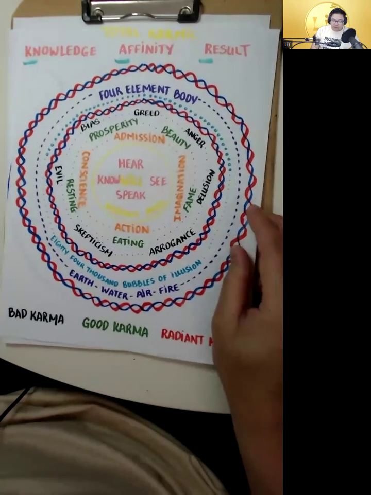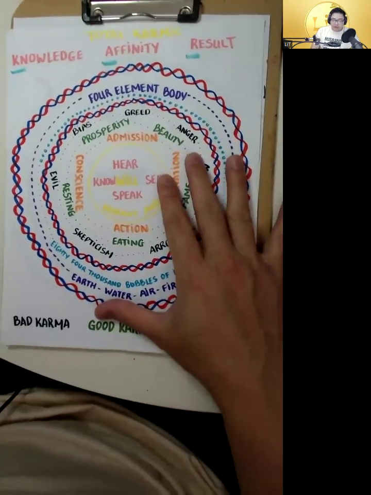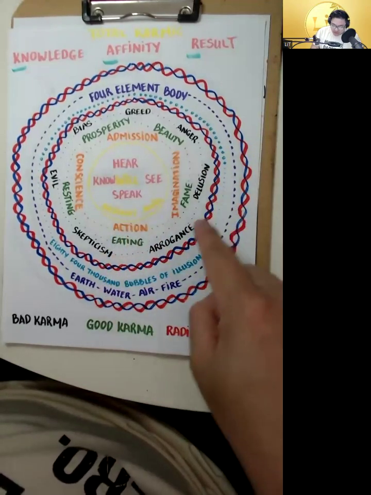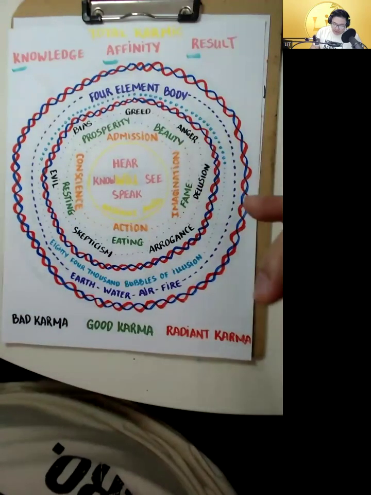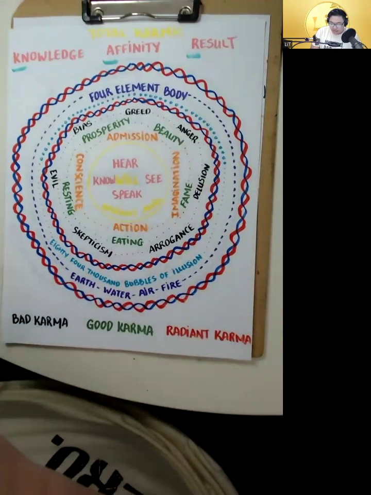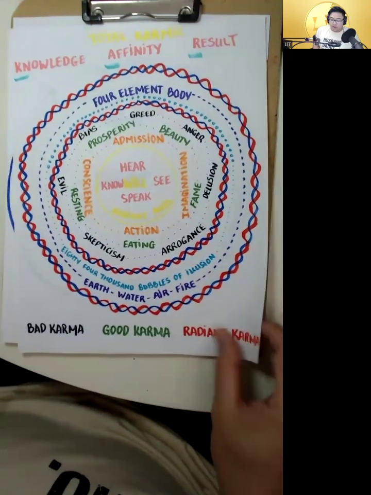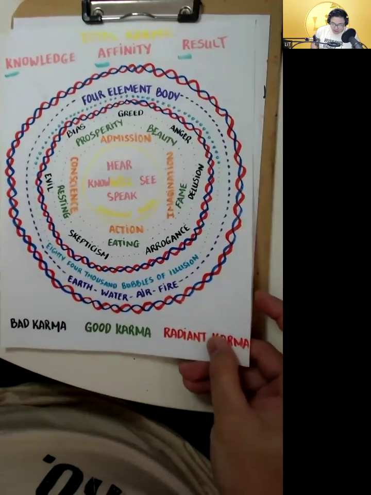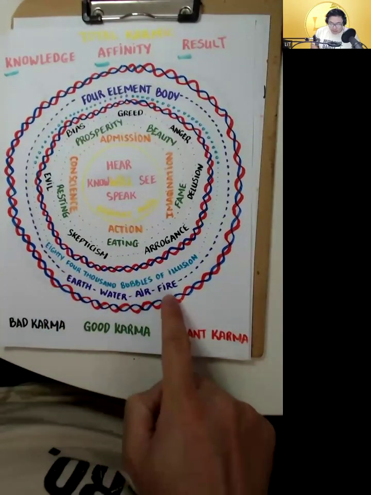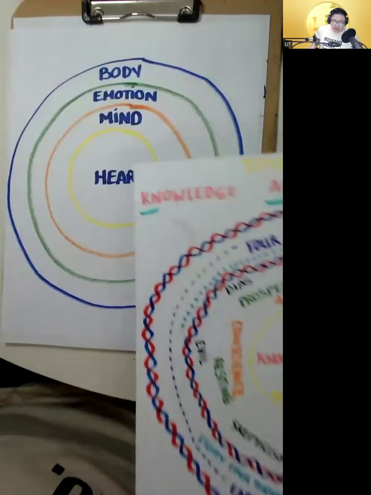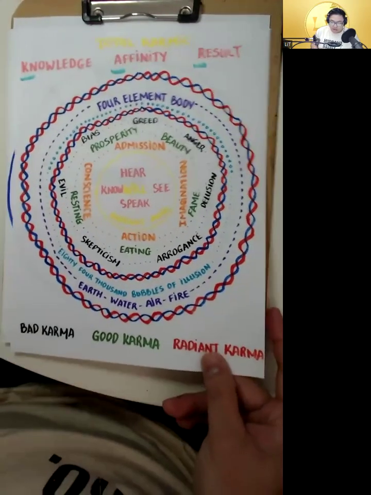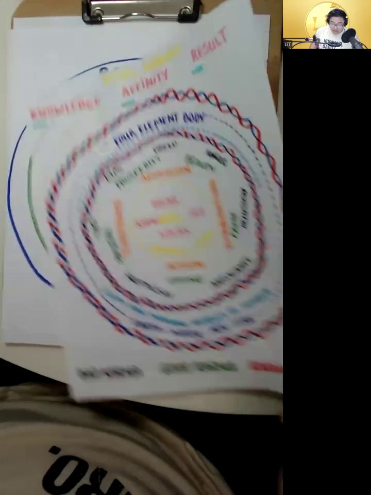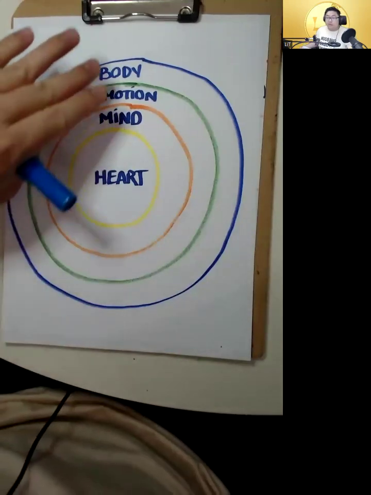And for the 16 human nature, admission, imagination, action, conscience, prosperity, beauty, fame, eating, resting, greed, anger, delusion, arrogance, skepticism, evil, and bias, we call it the mind. The 84,000 bubbles of illusion, we call the emotion. And the four elements, earth, water, air, and fire, we simply call the body.